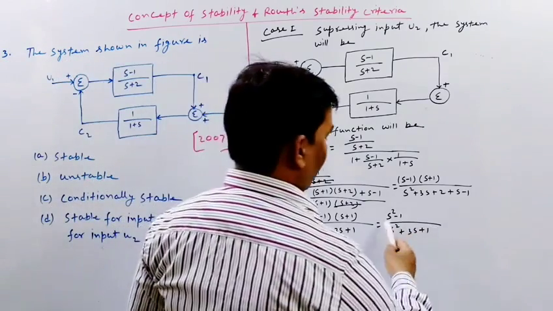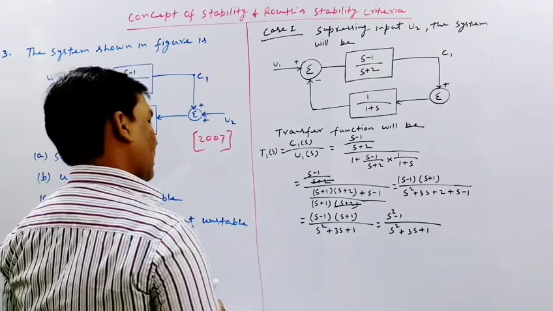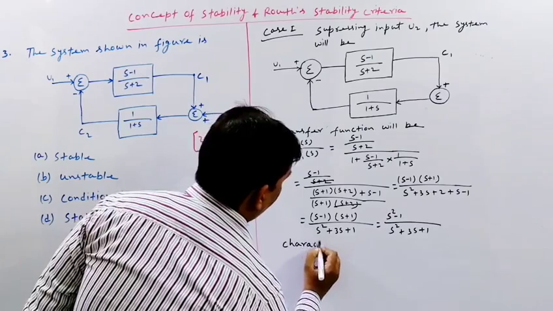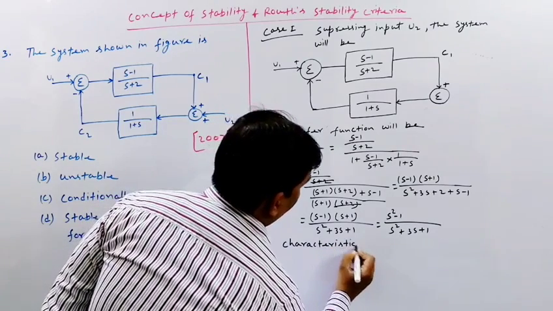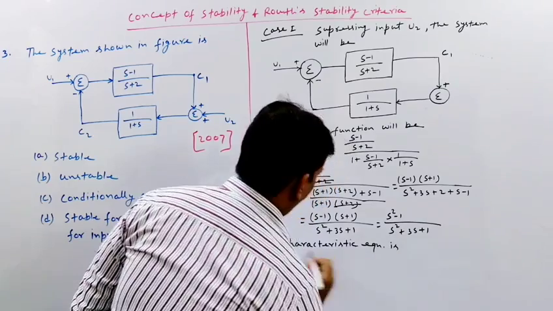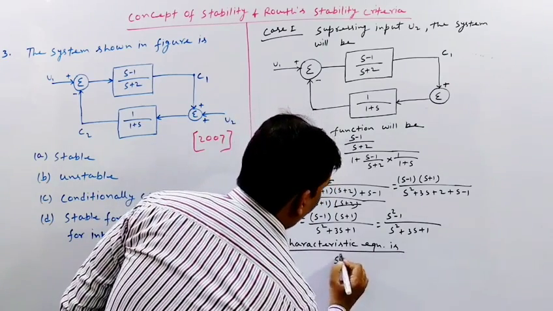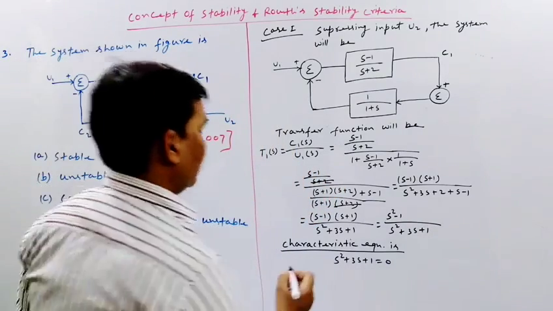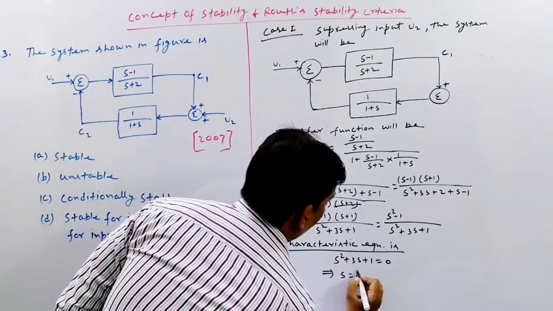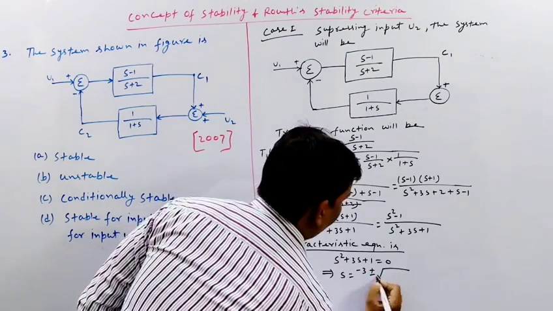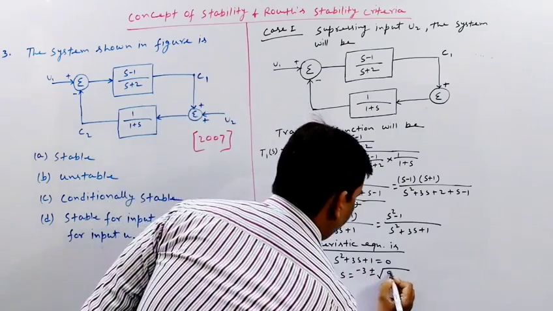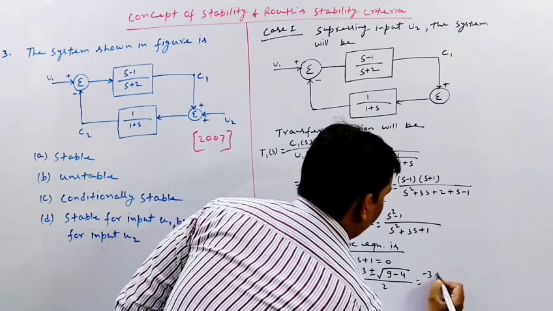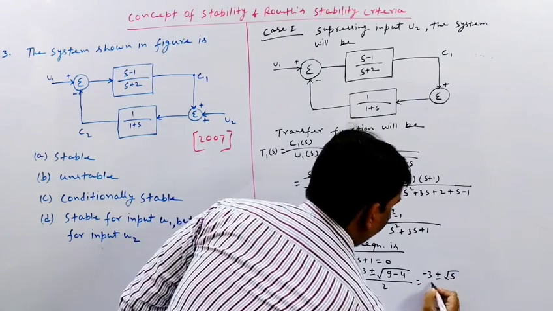Now the characteristic equation is this one. Denominator is the characteristic equation. Now the characteristic equation is S square plus 3S plus 1 equal to 0. If we find out the roots of this characteristic equation, then S will be nothing but minus 3 plus minus under root B square minus 4AC, that is 9 minus 4, divided by 2. So it will be minus 3 plus minus under root 5 by 2.